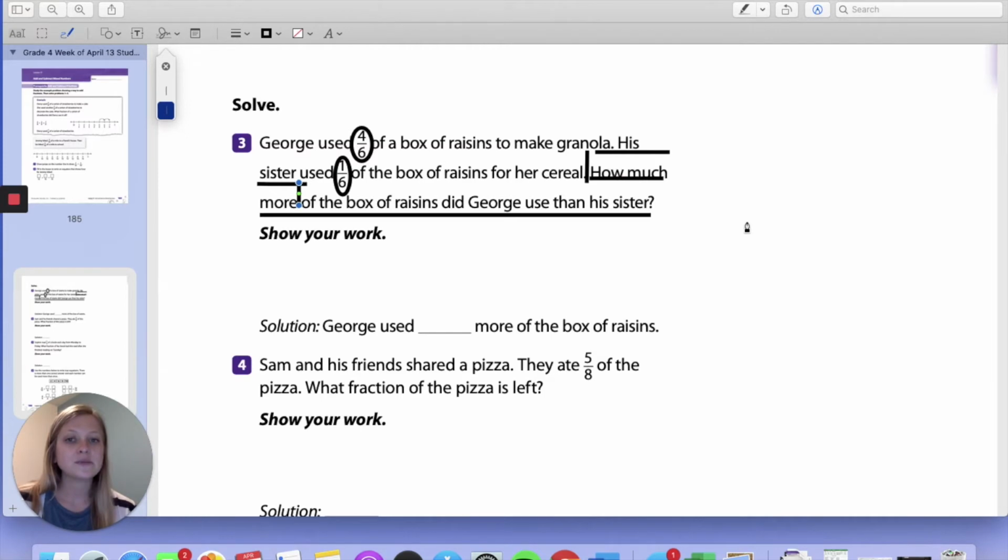So we are going to be subtracting the fraction 1/6 from the fraction 4/6. So if I were to show my work and do this, I would redo it. 4/6 minus 1/6 equals, well, so now let's remember something.